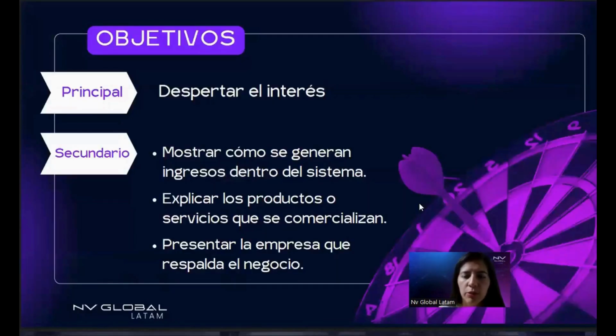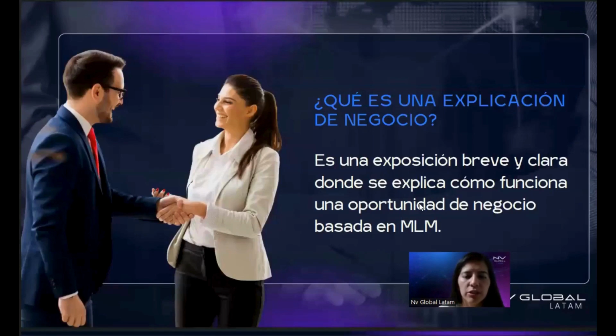All right, let's talk about now. Let's get into the subject, which is a business explanation. A business explanation is a brief, concise, clear, and straightforward presentation where you tell the person how the business opportunity works, which is based on network marketing. It's simply that, in a business presentation, you aim to explain to the person what your business is about, what it entails, and what its objective is, but in a clear, concise, and compelling manner, so that the person has the chance to fall in love at first sight with what they are hearing.